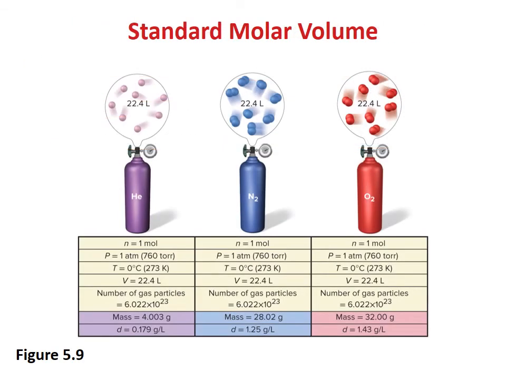Here we show 3 different gases: helium, nitrogen, and oxygen, at standard temperature and pressure, 0 Celsius, 1 atmosphere. Although they may have different density and different mass, as long as they have the same number of moles, 1 mole, they occupy the same volume: 22.4, 22.4, 22.4 liters.